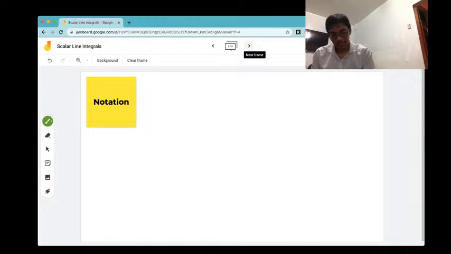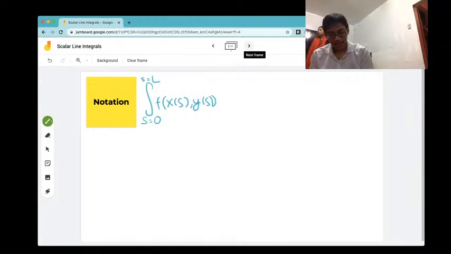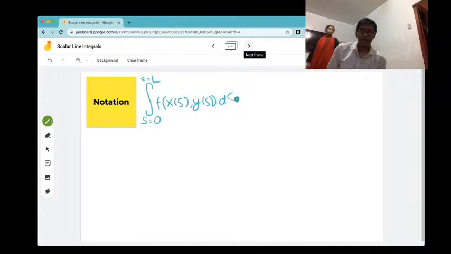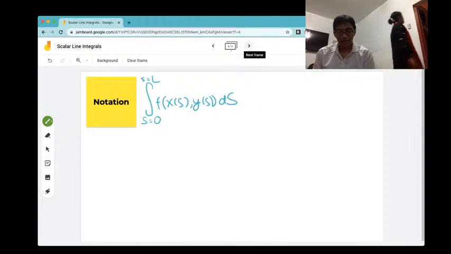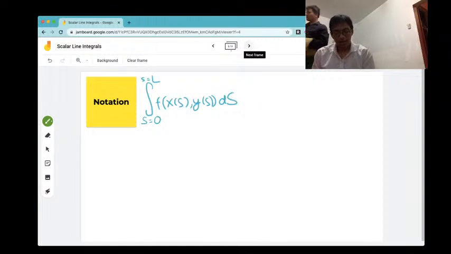So what did I just get? I got the definite integral from s equals 0 to s equals L, L being the length of my wire, of f of x of s, comma y of s, all times ds, which is a tiny differential in my position. So ds. But I'm not done, because I actually can't compute it at all.